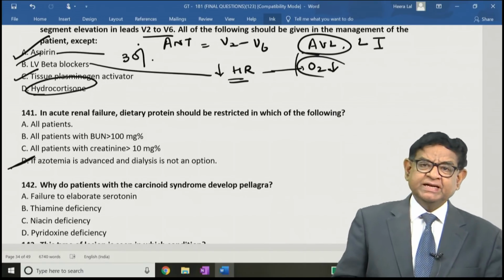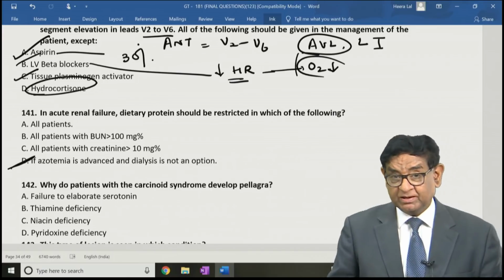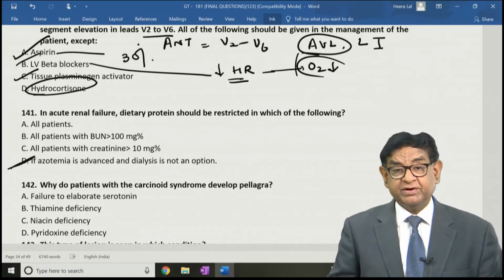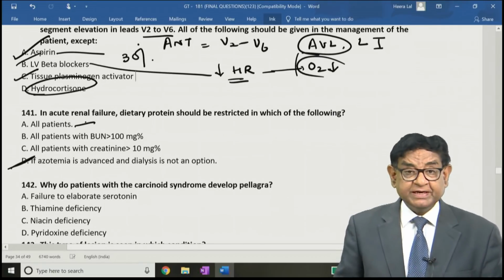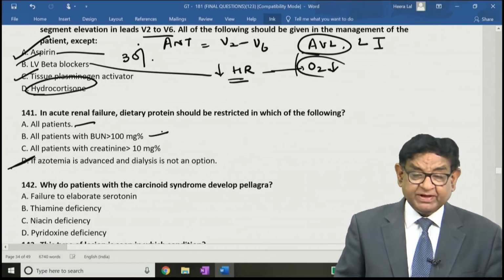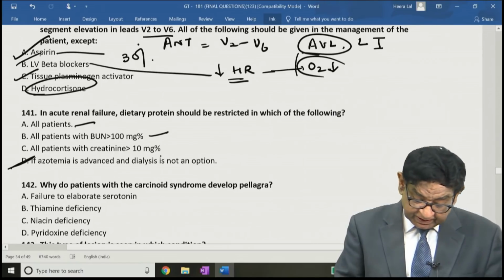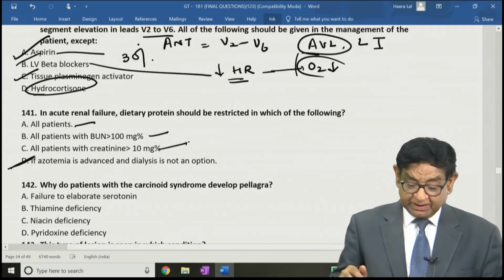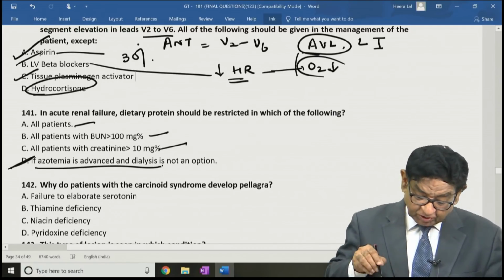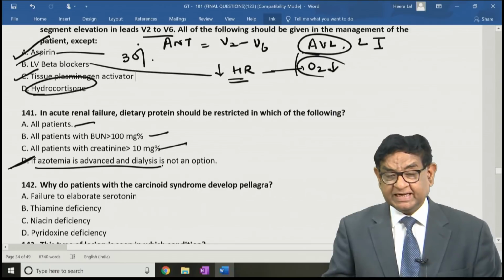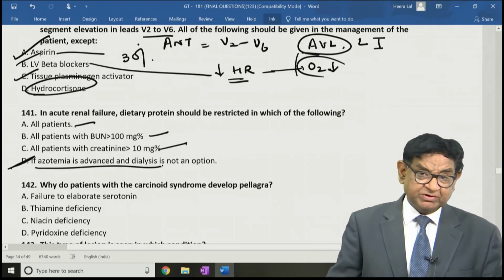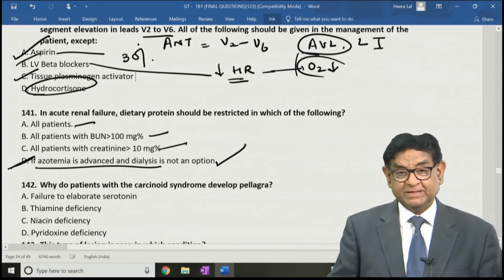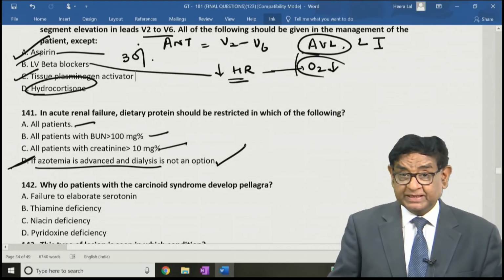I made a statement, at one glance all appear equally good. Patient has renal failure, definitely you have to reduce protein intake. BUN is already very high, you have to restrict protein intake. Creatinine very high, you have to restrict protein. But this is the best answer because azotemia is getting advanced and dialysis is not an option, then we have to restrict the protein. Hence, by the rule-out technique, this is the best answer, right? One more thing, extra knowledge for you.